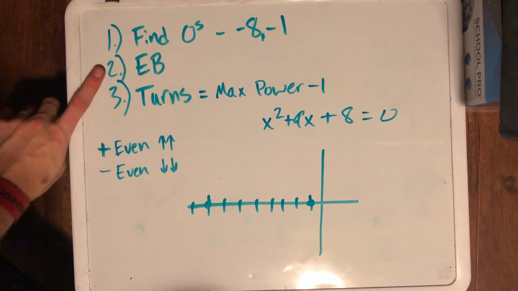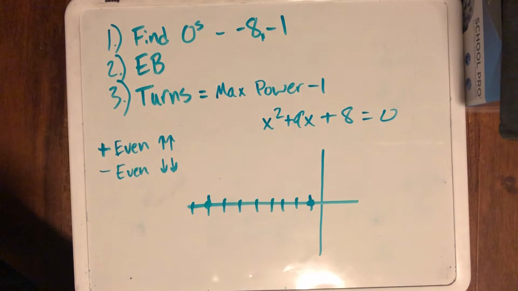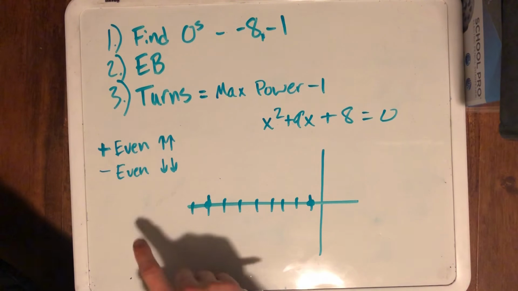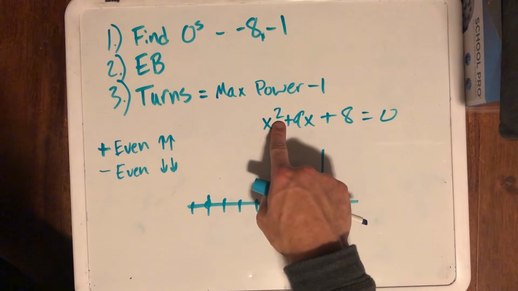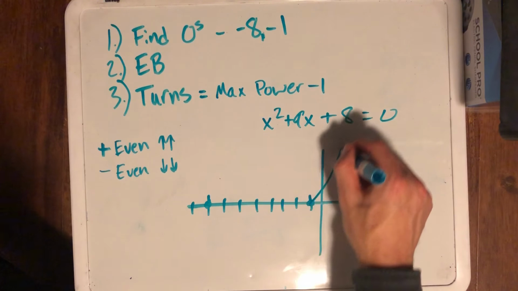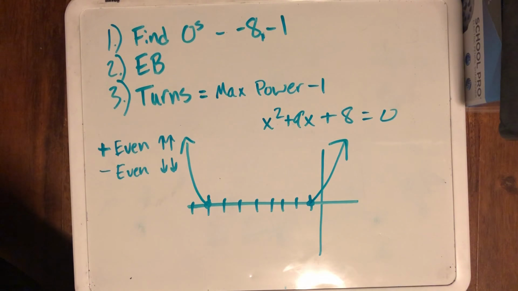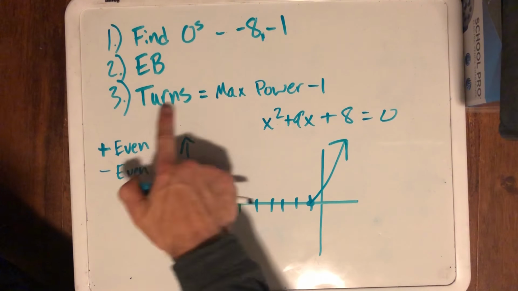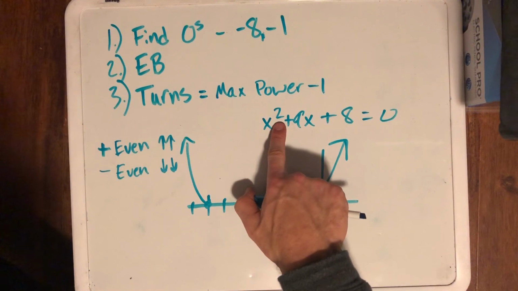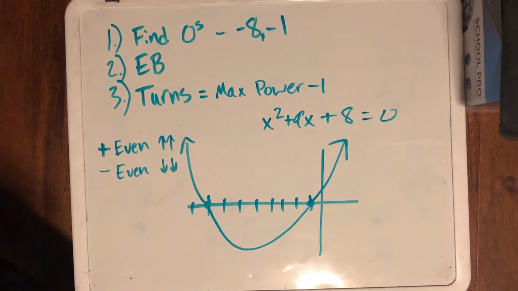We're going to look at our end behavior, which again is even. Most of the ones that we do will be even, but there will be some odd ones, which we will talk about when we get there. But for now, this one is even, and it is positive again, so we're getting lots of practice here. That means that both of these will go up. Also, just like our last ones, the number of turns equals our max power minus 1. 2 minus 1 is 1. There you go. There's our one turn.